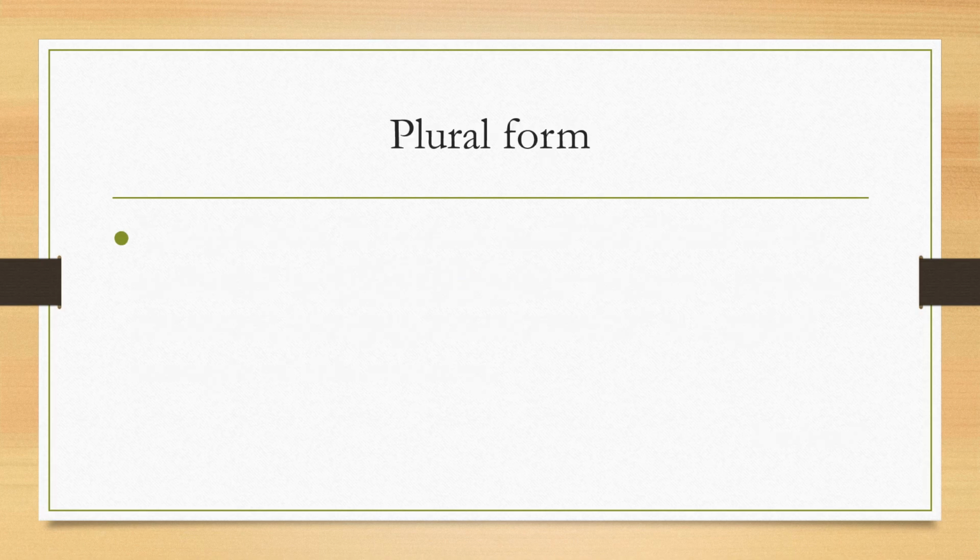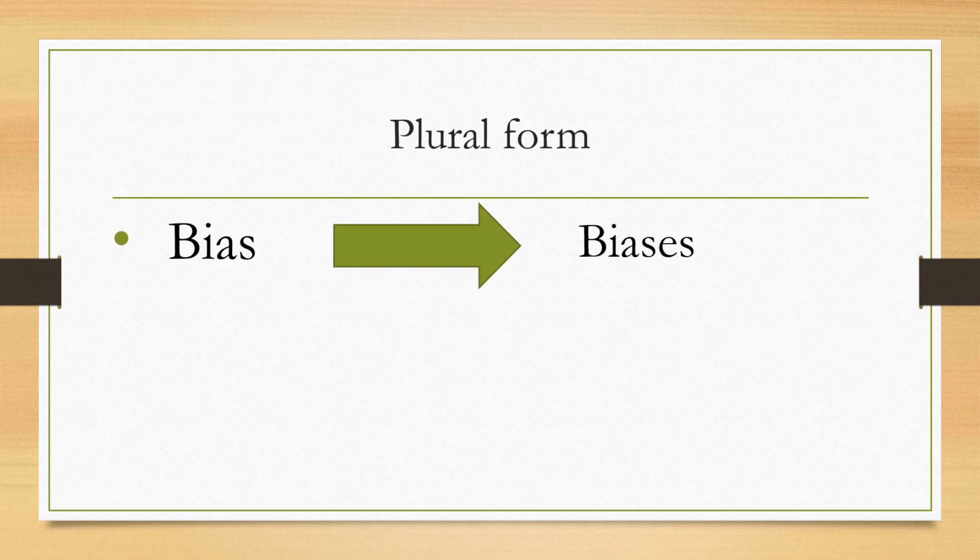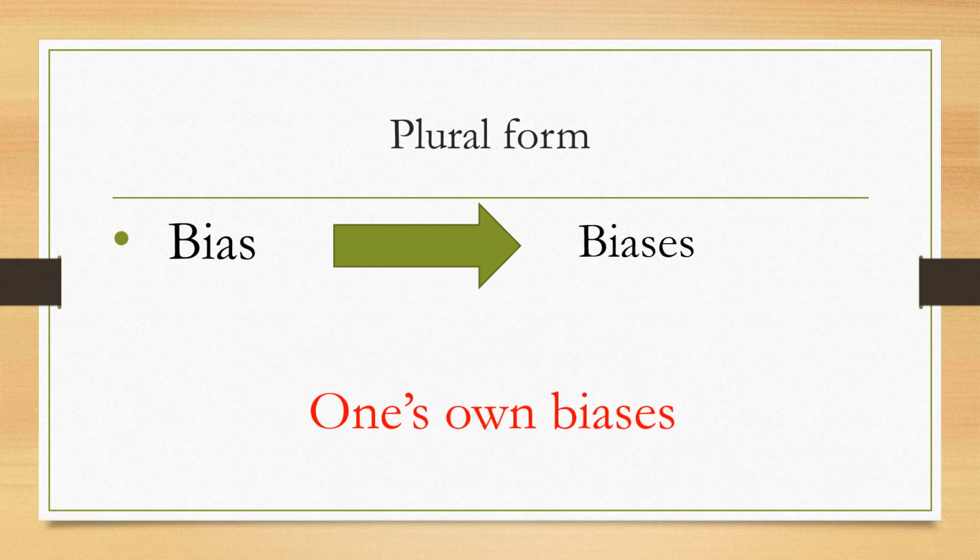Finally, I'd like to mention the plural form. The plural form of bias is biases. If you use biases, the adjective own is typically used with biases. Therefore, the collocation is like one's own biases. This is an example from COCA.